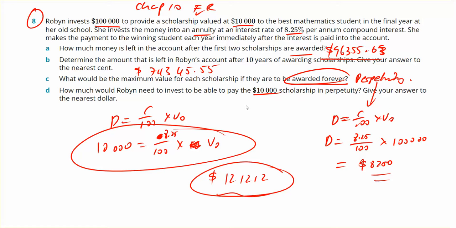So hopefully that gives you an idea of how to approach these problems. They aren't too bad as long as you understand what's going on. A and B are different questions to C and D. C and D are talking about perpetuities, while A and B are talking about an annuity, annuity payments. So hopefully that helps.